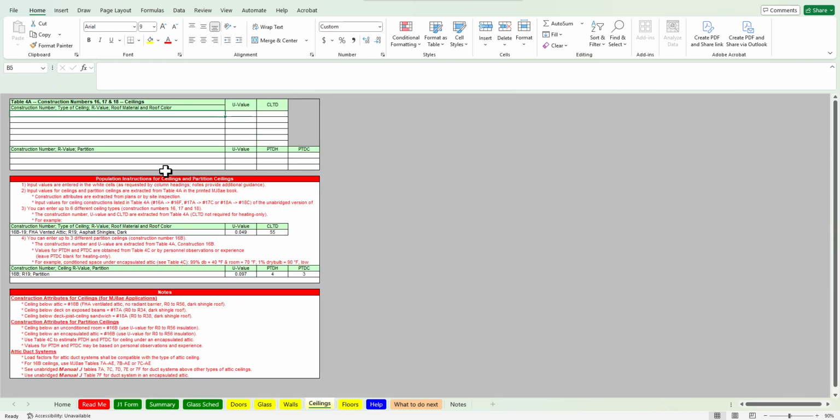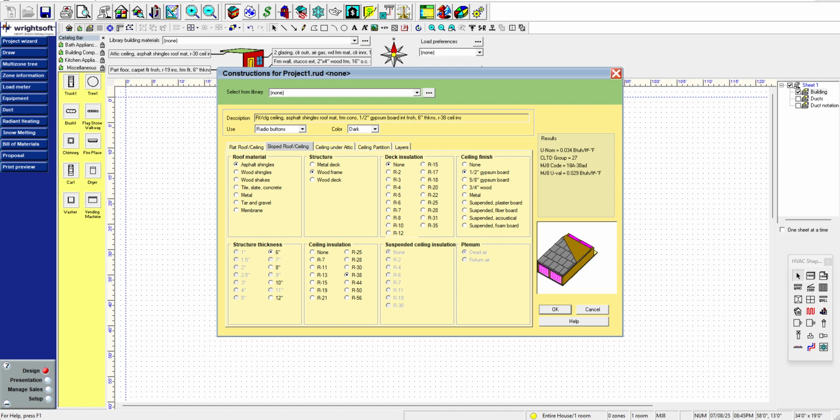Let's put that here in ceilings. We're going to call this a typical ceiling R30. We said our U value was 0.29. Okay. And CLTD means cooling load temperature difference. Again, we're going to grab that from here. So right here, 27. Okay.